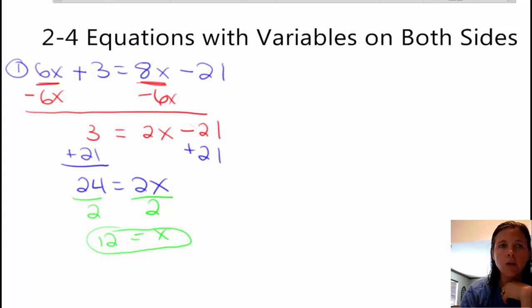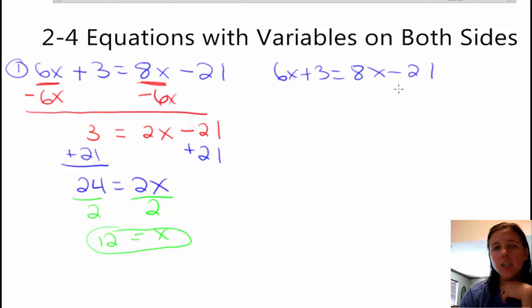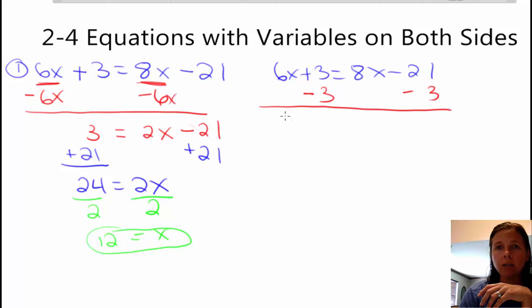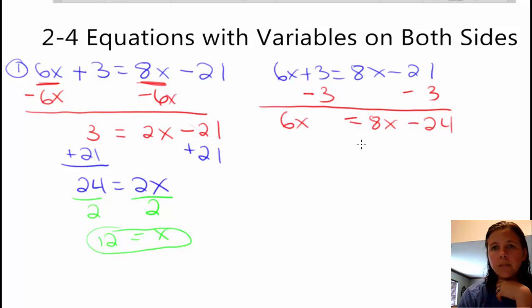Okay, now I'm going to show you. If we go back up here and do 6x, you do not have to write this one down again. I just want to show you how you can do it differently. Okay, maybe I want to start with adding 21, or by subtracting 3. You can start that way. Then we have 6x equals 8x minus 24. And then now I need to subtract this 8x over here because we want the x on one side and the numbers, the constants, on the other.